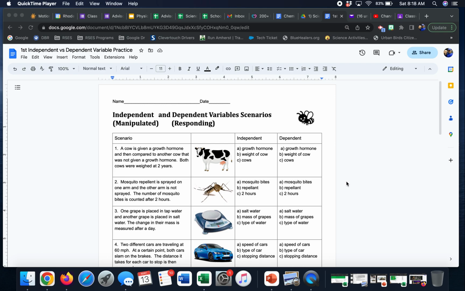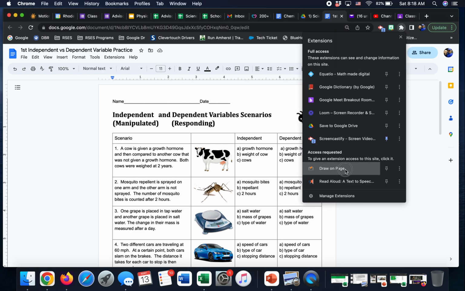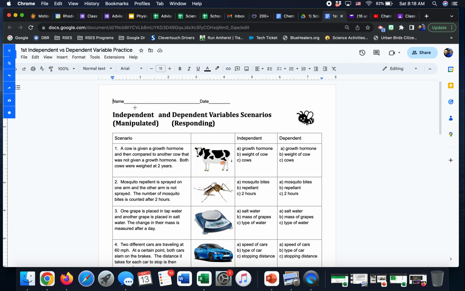Independent and dependent variable practice scenario. Make sure you know what you're doing. Then you'll be able to finish this one and the next one. So, quick review. If you remember, I'm just setting up so I can circle and draw things.